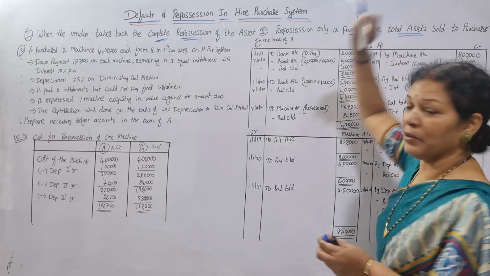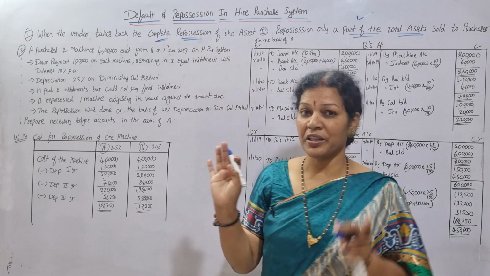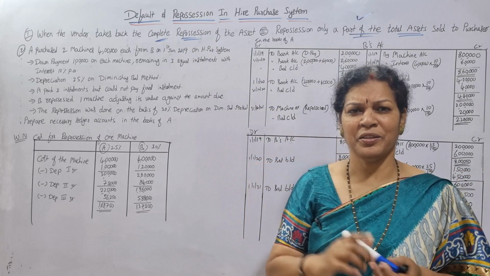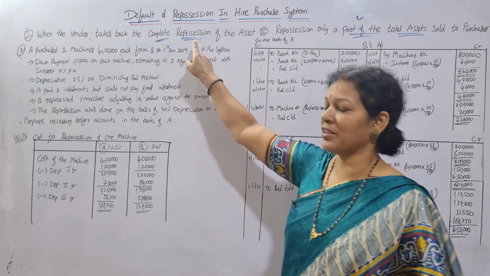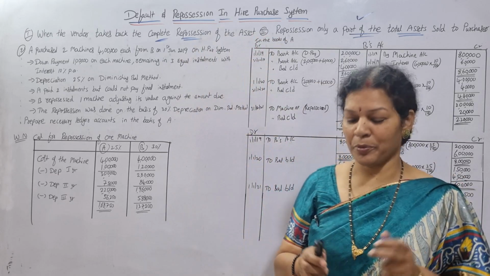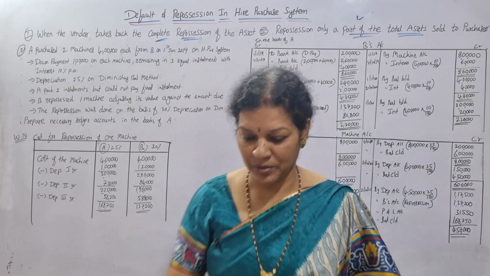We'll focus here. The complete repossession case was already completed in the last class. Hope you remembered. Now this is also very easy. If you understand the previous one, this second case is quite easy. Now let's see the problem. The problem is given like this.